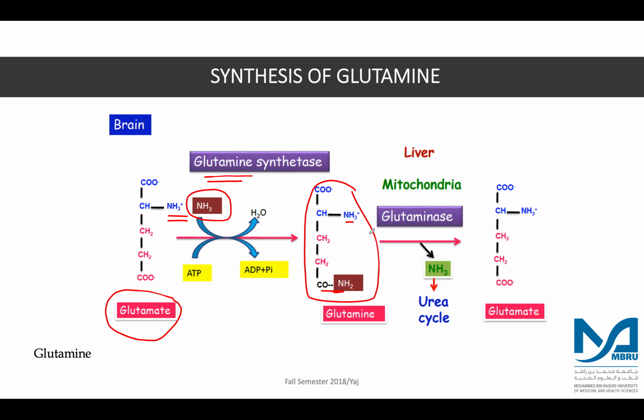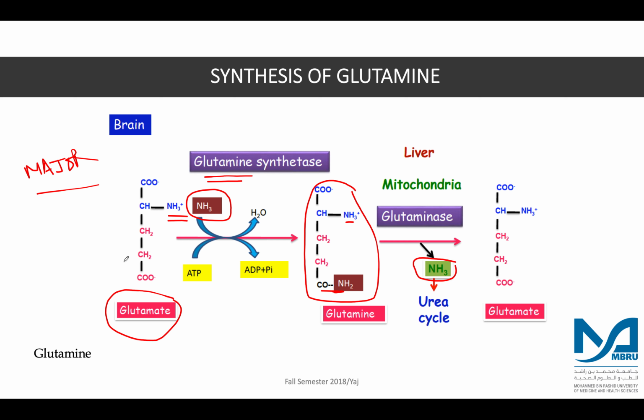The produced glutamine is transported by blood to the liver. In the liver, glutamine is converted back to glutamate, so this nitrogen is released in the form of ammonia, and this ammonia then goes into the urea cycle to produce urea. So this is the major route by which ammonia is transported from the brain to the liver.